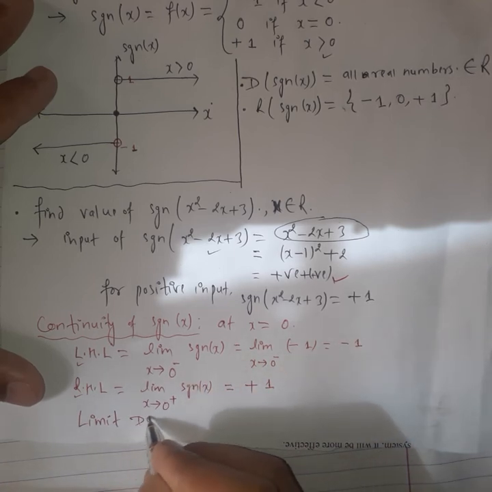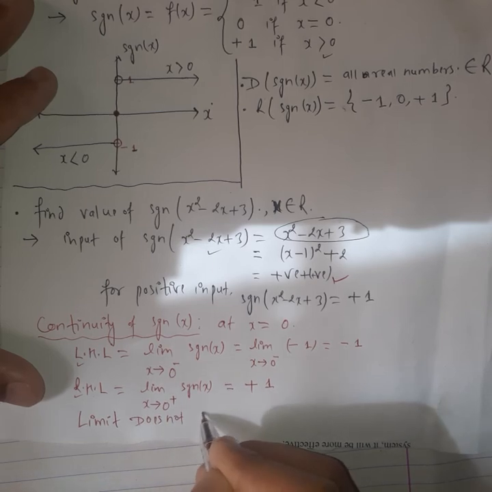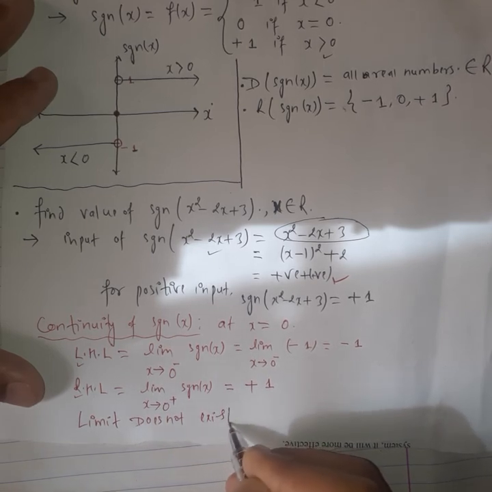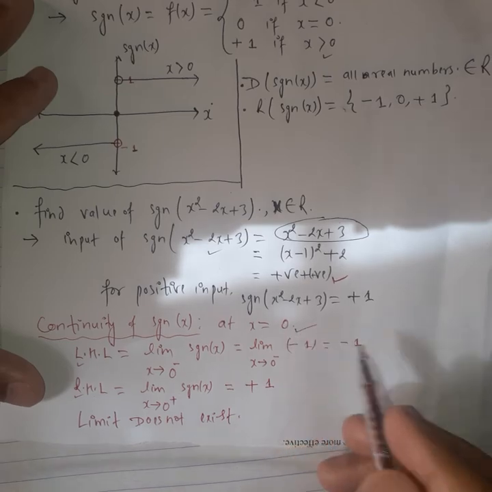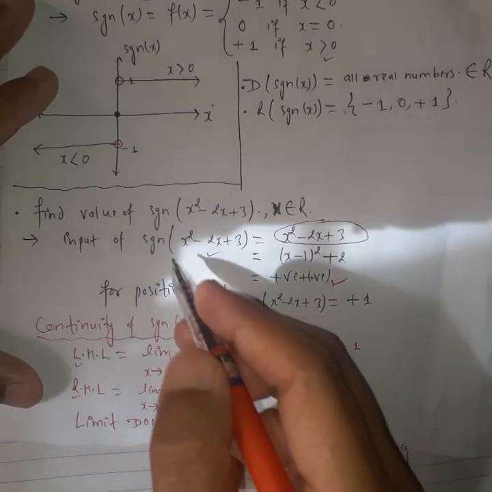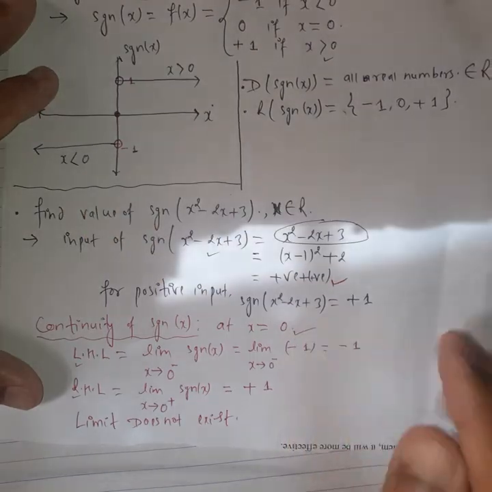The limit does not exist for the signum function at x equals 0. So the function is discontinuous at x equals 0.